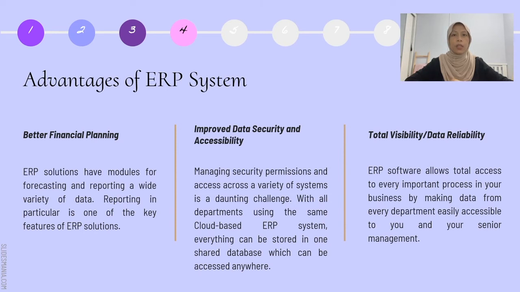Last one is total visibility or data reliability. This benefit of ERP is one of the biggest selling points for the software. ERP software allows total access to very important processes in the business by making data from every department easily accessible to us and the senior management. In addition, the availability of all the company's information in a centralized location allows for increased collaboration and more streamlined completion of tasks. This complete visibility provides more coherent workflows and grants interdepartmental processes the ability to track with maximum efficiency.